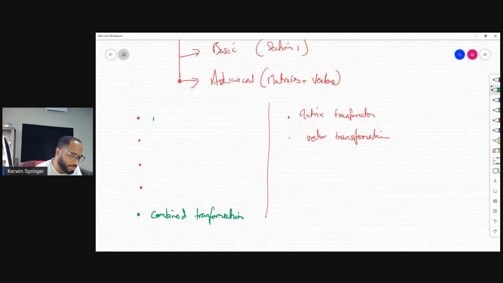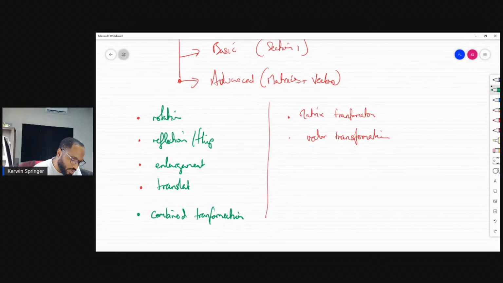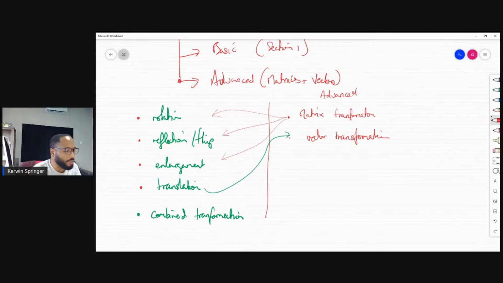So the 4 main types are rotation, reflection, aka flip, enlargement, and translation. Most common. This could combine to give you any one of these. But this is like the advanced. You have a formula booklet anyway. And this is the basic.